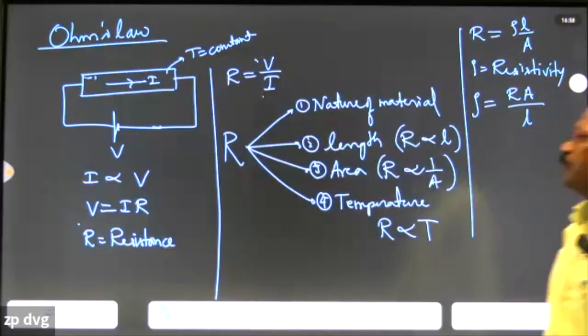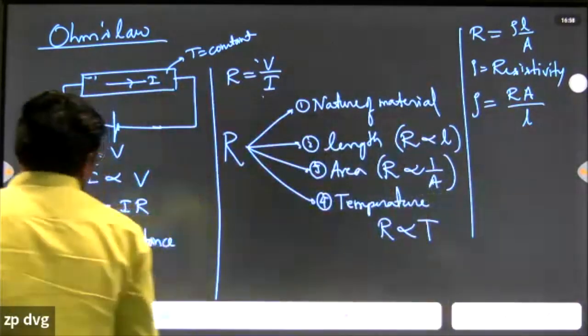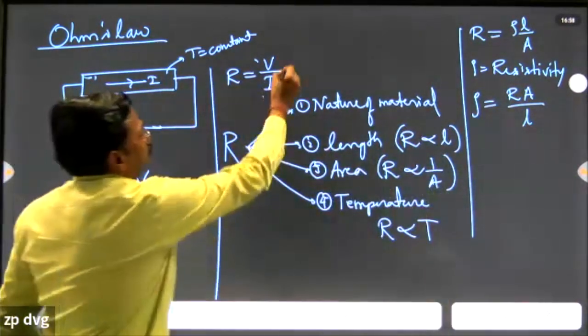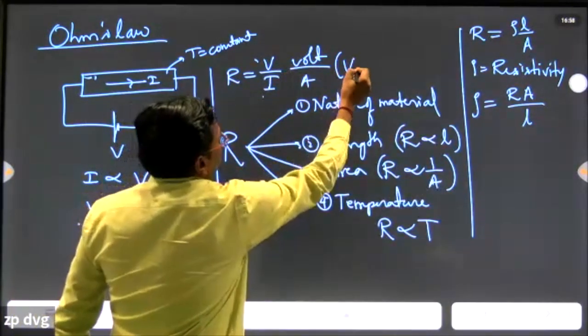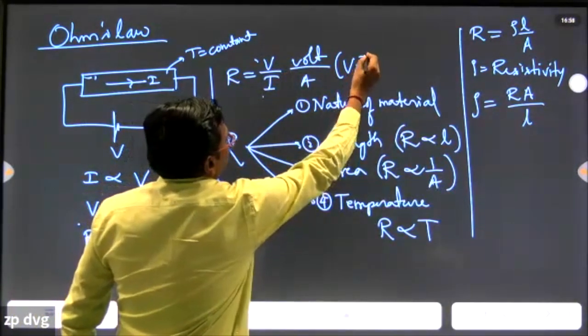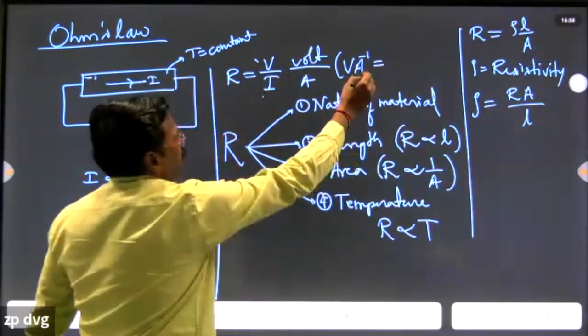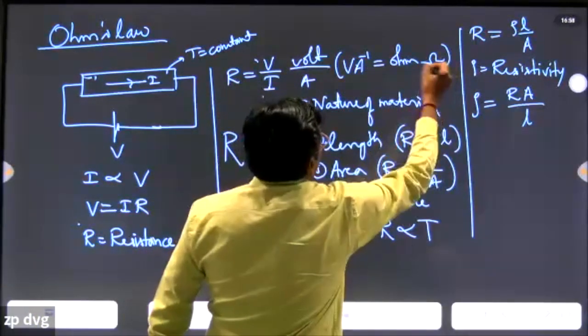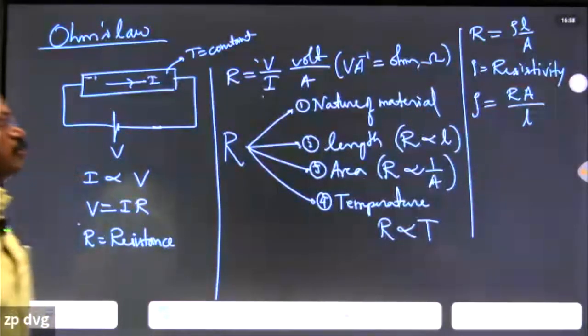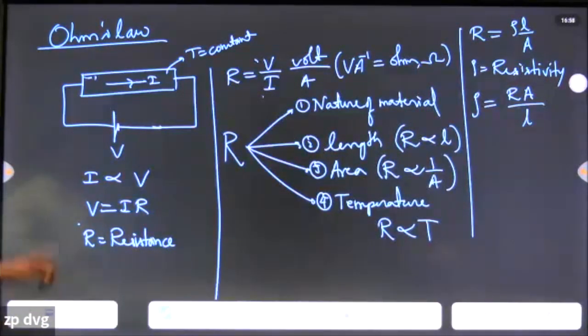Now this is about what is meant by resistance. Resistance will have a unit of volt per ampere, and volt per ampere is given a special name called ohm. Omega is the symbol. So ohm is the SI unit of resistance.